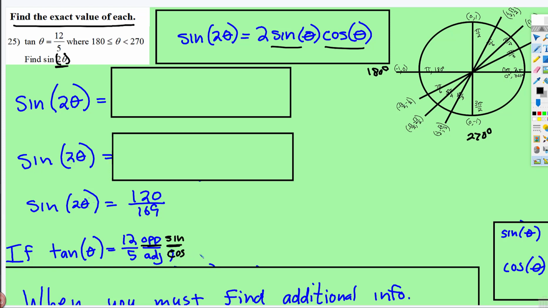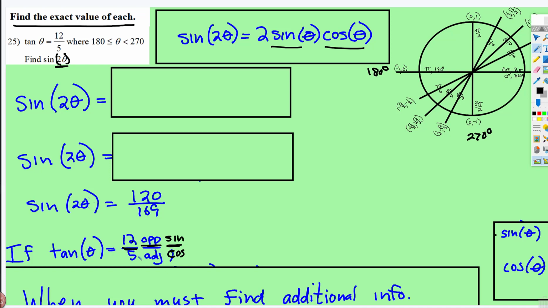cosine value. So if you find the hypotenuse, then you can put sine over the hypotenuse, and you could put cosine over the hypotenuse to give you your sine and cosine values. So think about this: opposite over hypotenuse, adjacent over hypotenuse. So to find the hypotenuse, remember these are the legs.